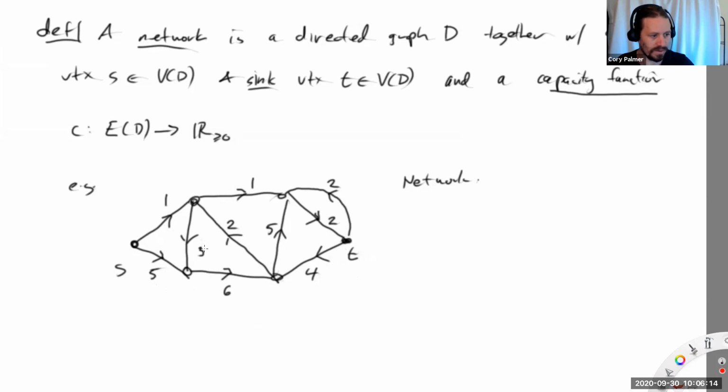Okay, so that'll be what a flow is, which I'll define in a moment. It's another function obeying some properties. But I think the easiest way to visualize this is some sort of water network. Any kind of network works fine, though, of course.